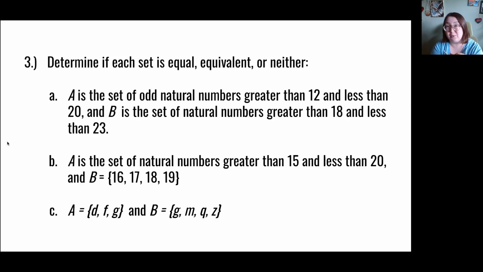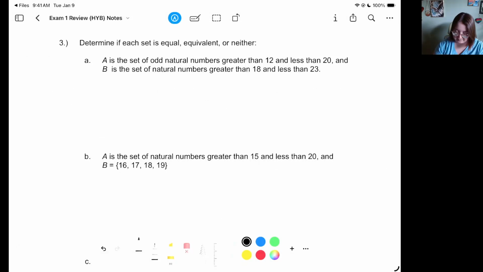If something is equal, it is also equivalent. If something is equivalent, it's not necessarily equal, but nothing can be equal and not equivalent, because if they're equal, that inherently means they're also equivalent. Just a little note. All right, let's go ahead and work on this one.